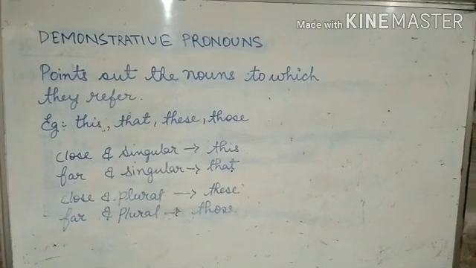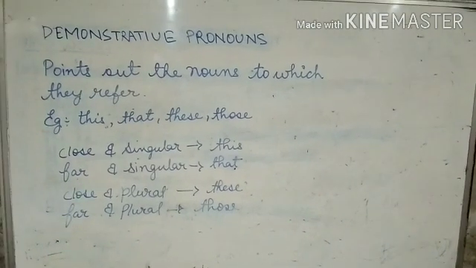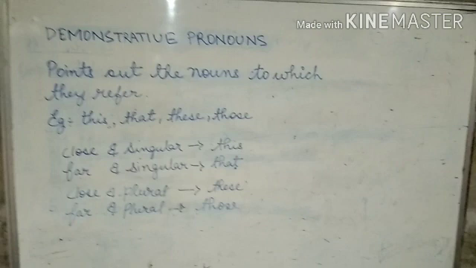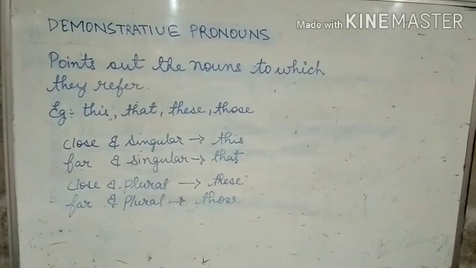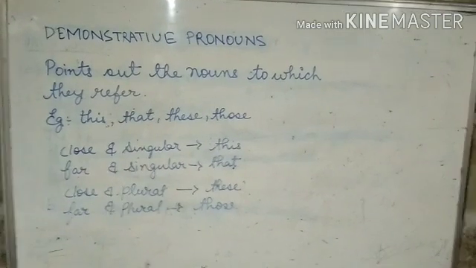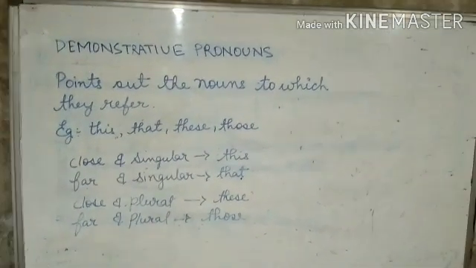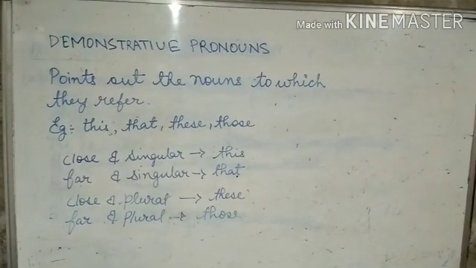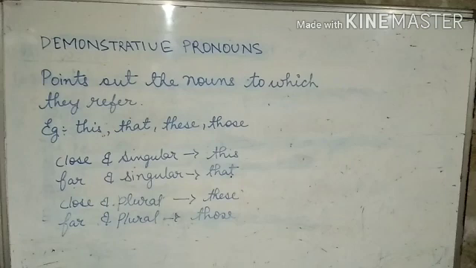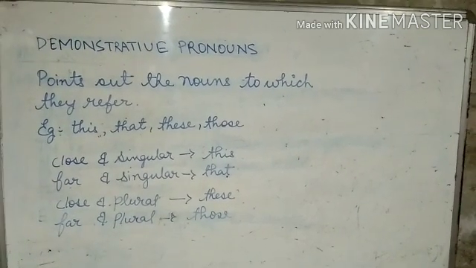So what we learnt in demonstrative pronouns, there are four types: this, that, these and those. When it is close in singular, this. When it is far in singular, that. When it is close in plural, these. When it is far in plural, it is those. Okay, children.